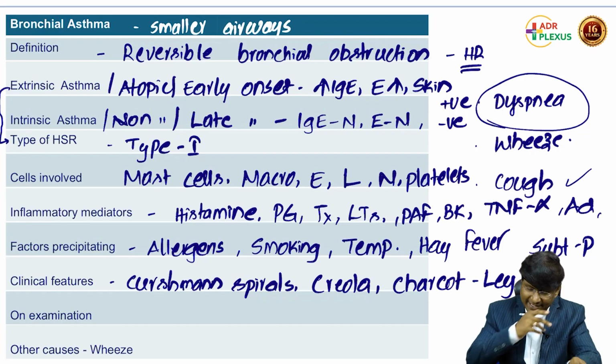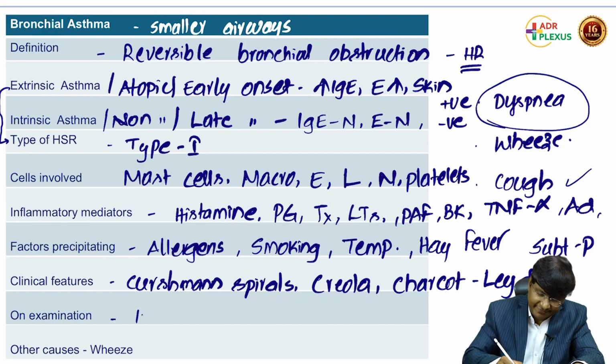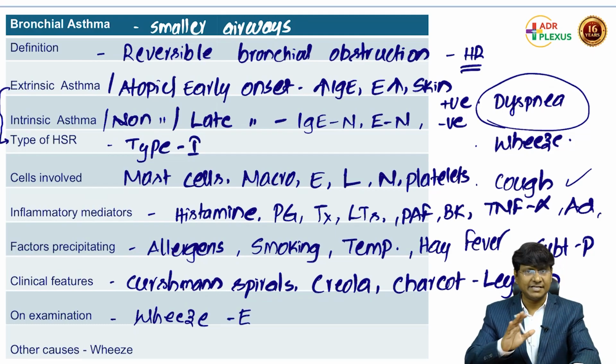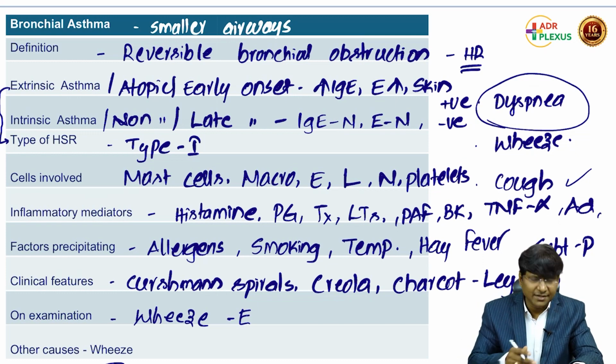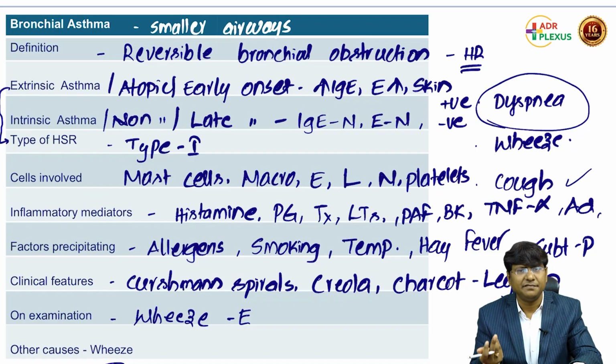Okay. Then on examination, these patients will have wheeze. Usually the wheeze is present only during expiration, but when the individual is having severe form of bronchial asthma, the wheeze is present both during expiration as well as inspiration. Then what are the other causes of the wheeze?